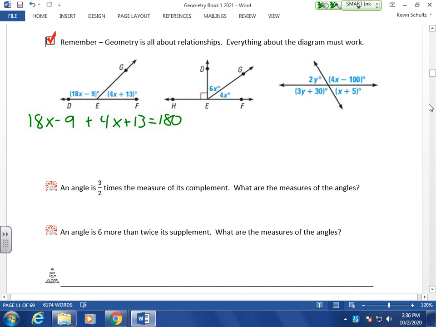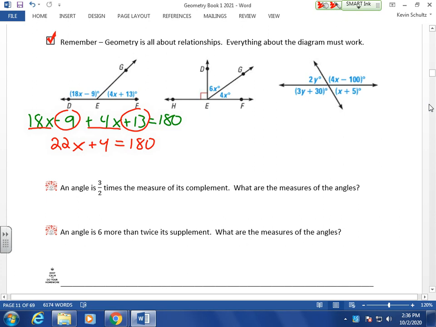There's your relationship, right? And now you combine like terms. You've got 18x's and positive 4x's. Total, that's 22x's. You've got negative 9 and positive 13. They combine to make positive 4. So you have 22x plus 4 equals 180, and now you can do your railroad tracks, opposite operations, whatever you want to call it, to get x by itself and solve. But it goes back to recognizing that initial relationship that these two angles will sum to be 90. Or sorry, 180. I'm looking at the next one.